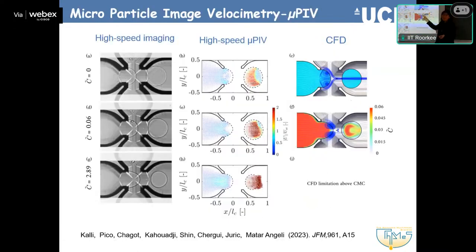Basically, once we trust our CFD, we can say, okay, with CFD you can do the surfactant concentration. You can see where exactly it is. And then you can relate the surfactant concentration to the velocity profiles.